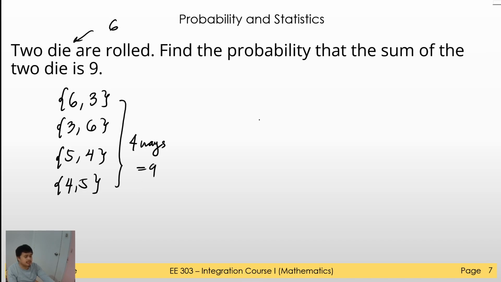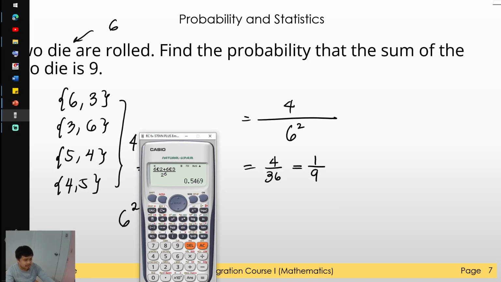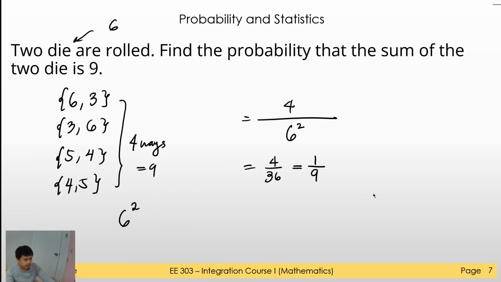And what is the total? If we have here 4 as our numerator, what is the denominator? So we have 2 dice, and we have 6 possible per die. So this should be 6 squared. So we have 4 over 36. Simplifying this is 1 over 9, wherein 1 over 9 is 0.1111. So this will be your final answer.